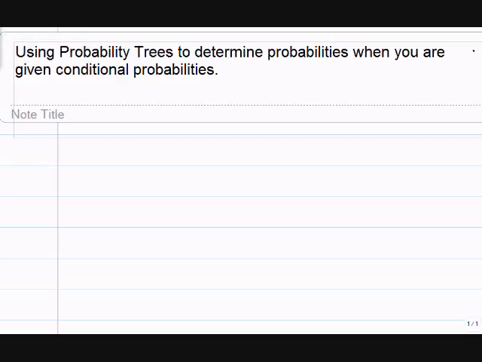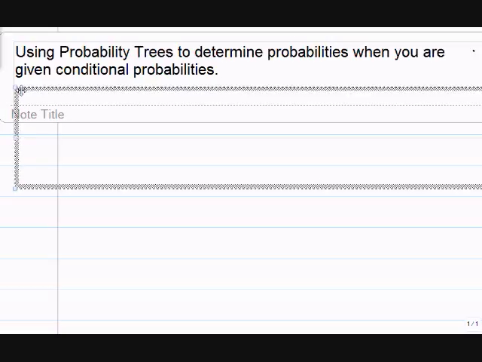You're going to see it in problems. You're going to have to decipher it from problems. And in most problems, they won't say conditional, and they often won't say given. If you look for the word if, that's usually an indicator for a conditional probability. So you're going to see that today.